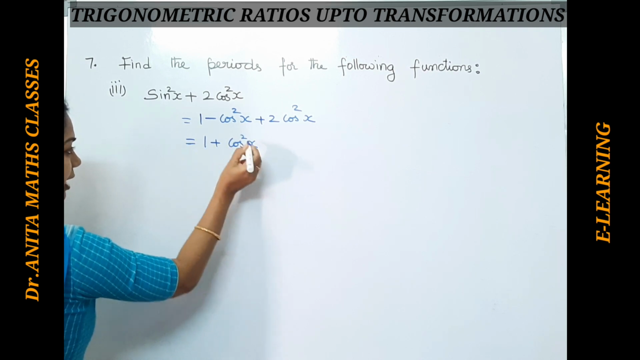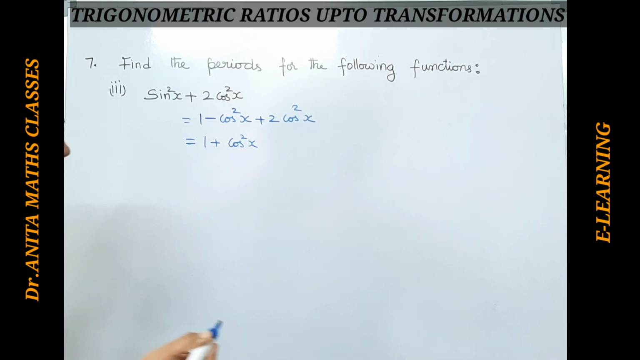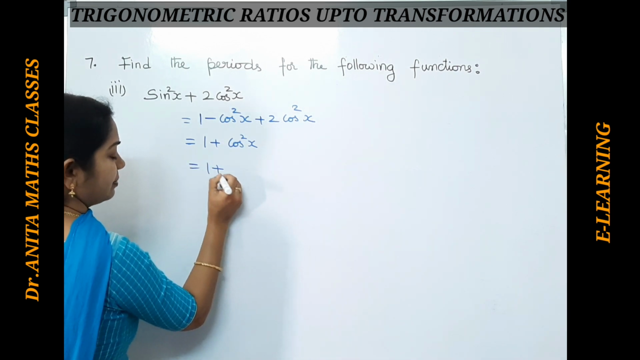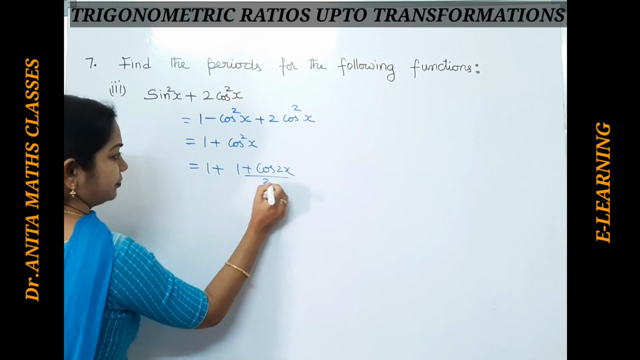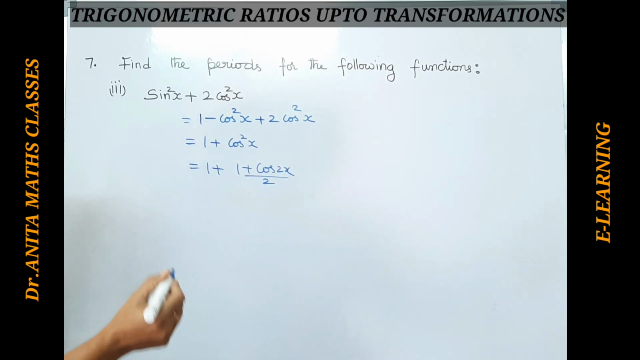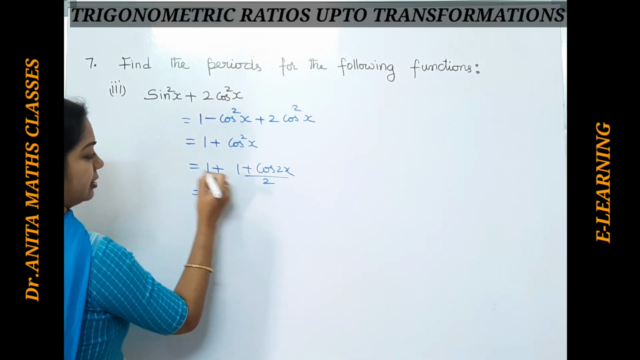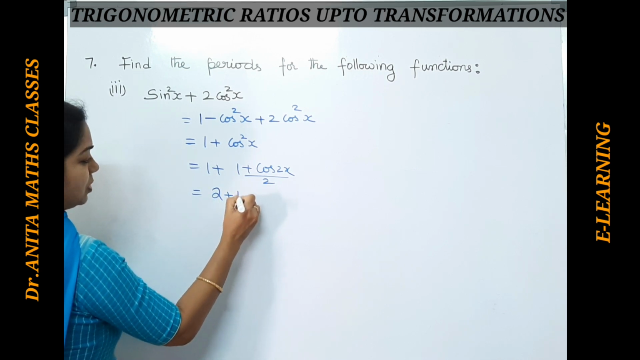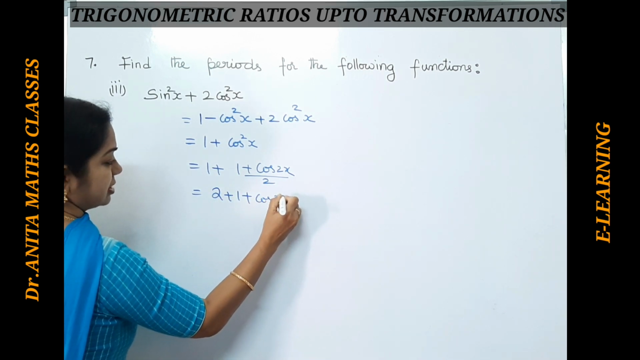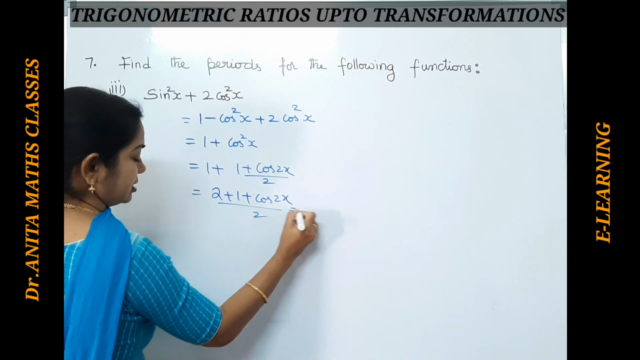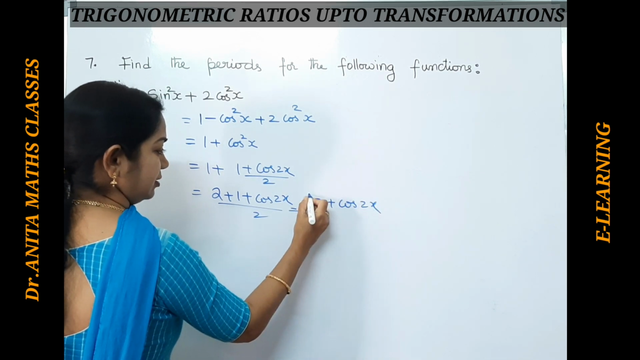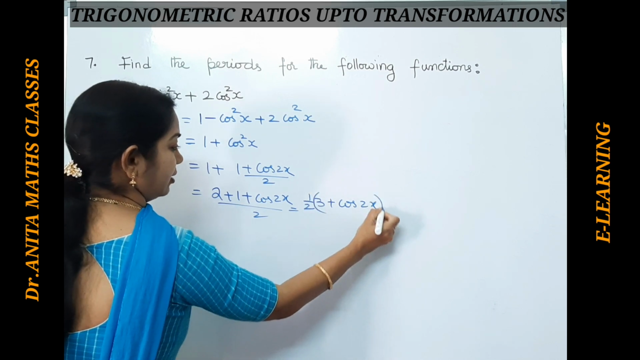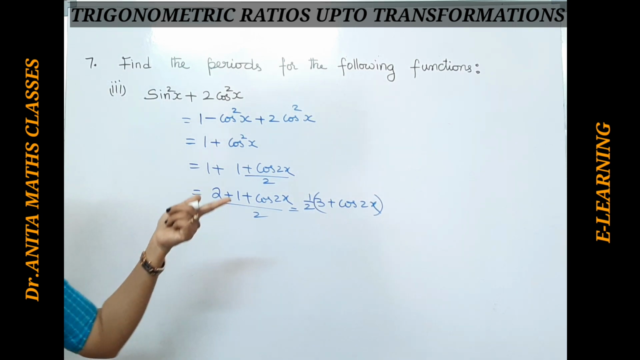Now here again cos square x, how do we write it? We write it as 1 plus cos 2x by 2. If it is sine square, we write it as 1 minus. Okay. Here, this is 2 plus 1 plus cos 2x. If you take the LCM, that is 3 plus cos 2x, with 1 by 2 taken out. Okay, we need to find the period.